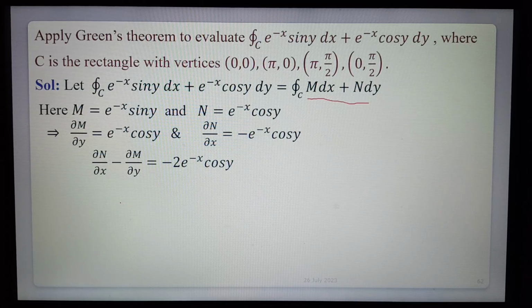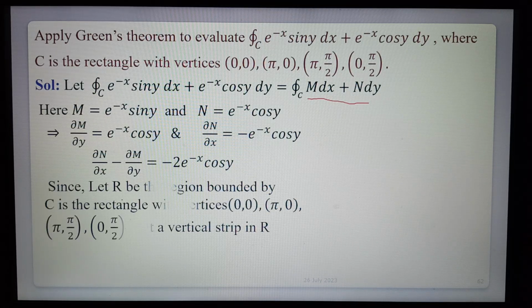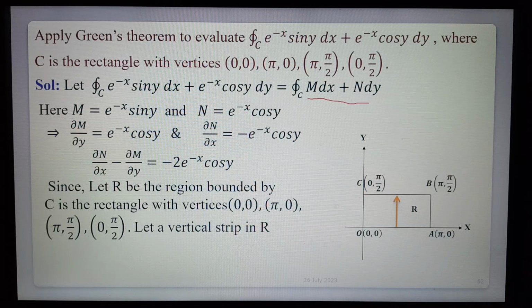The given region is a rectangular region. So let R be the region bounded by C, the rectangle with the vertices, and now take a vertical strip in R. Vertical strip or horizontal strip, choose any one, because the given region is rectangular and x limits are constant, y limits are constant, both are constant. Now choosing any one, integrate with respect to x or y. See that, so clearly the graph.